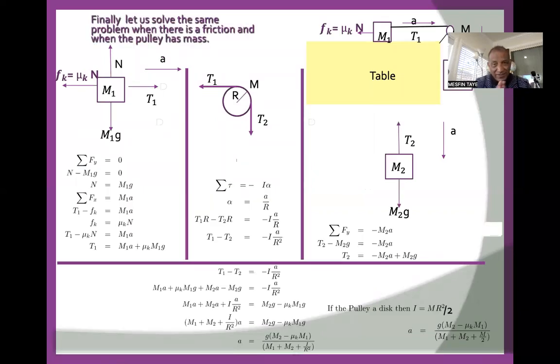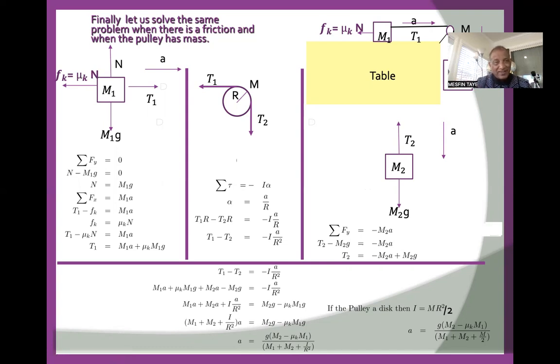Okay, now the same problem. For m1, we have normal force as before because there is a ground force. The table is pushing in the up direction. There is m1g pushing in the down direction. The system is going to the right. Why is it going to the right? Because tension is pulling it. But friction is always in the opposite direction because there is a force of friction between m1 and the table. That's mu k times N, where N is the normal force and mu k is the coefficient of friction.